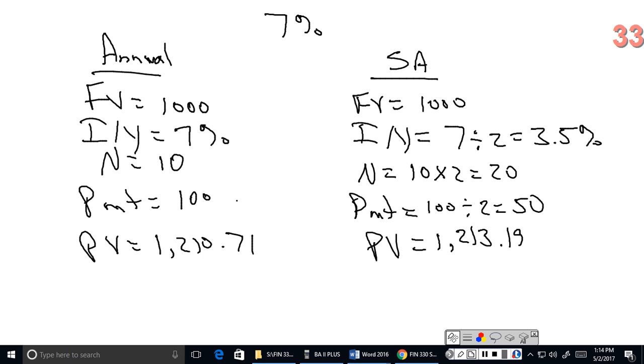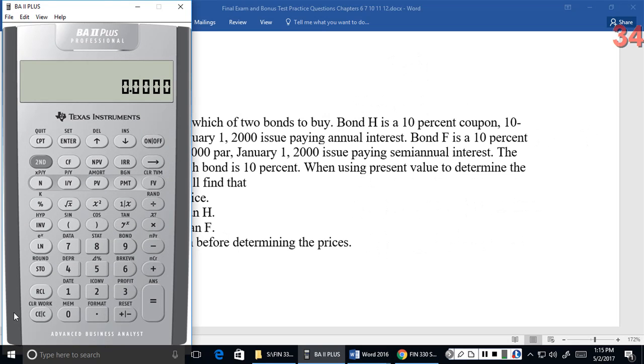So these are the right answers? What did you come up with for annual and for semi-annual? What do you come up with here? How much? Well, why don't we just try this? We'll just solve the mystery here.